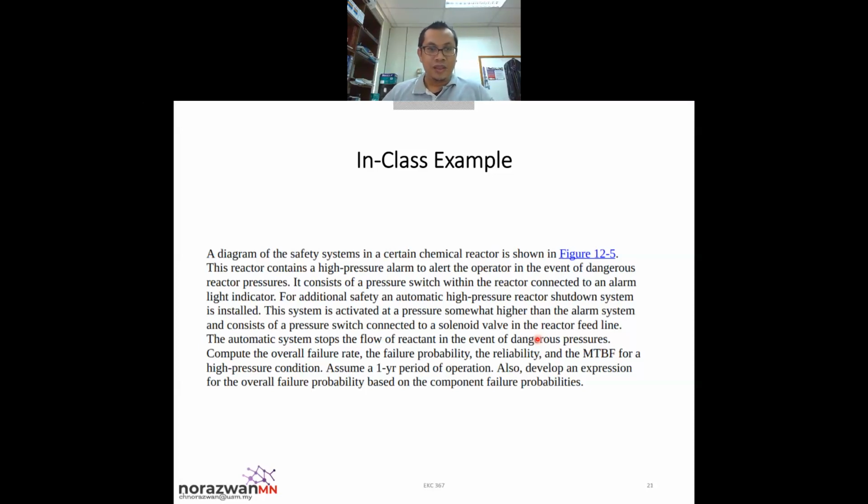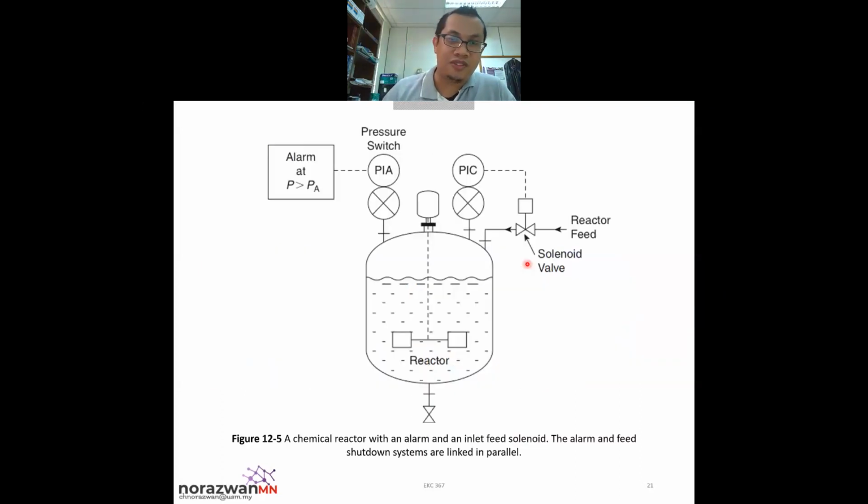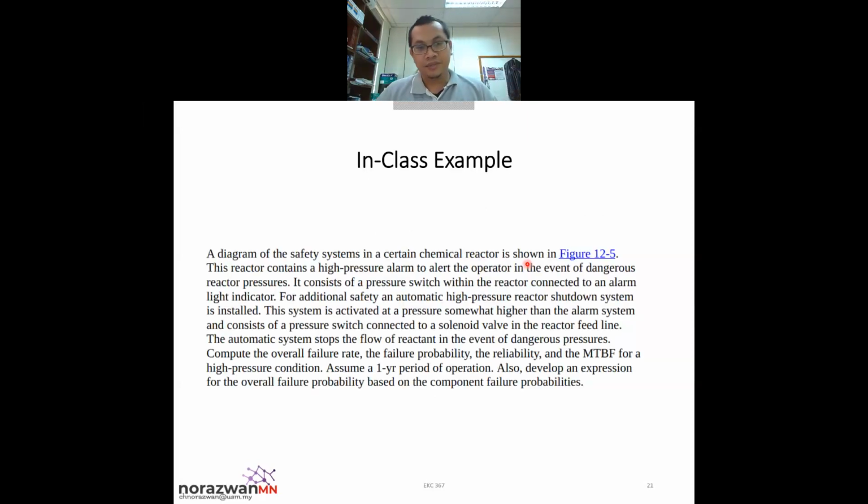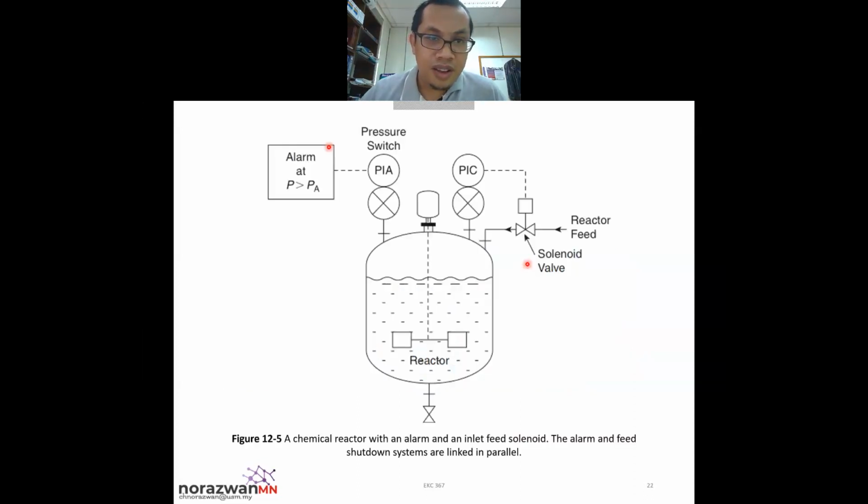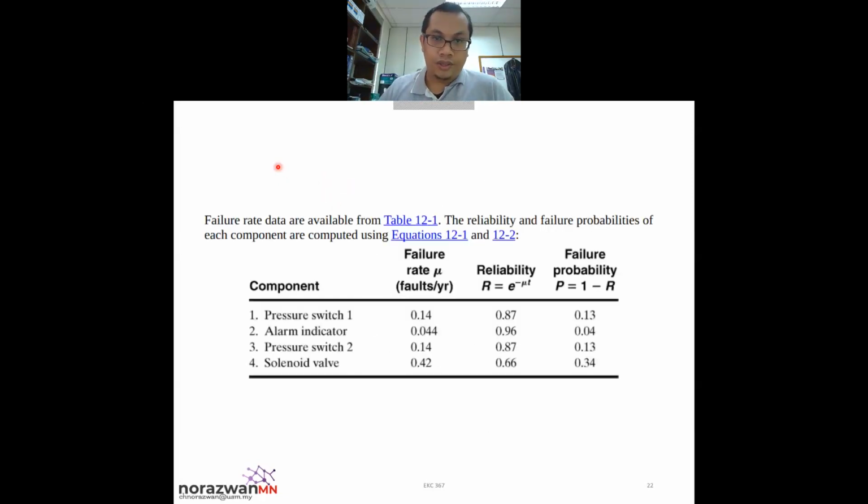All right, this is another example. A diagram of a safety system in a certain chemical reactor is shown in figure 12.5. Later on we will see, just look at the question first. This reactor contains a high pressure alarm to alert the operator in the event of dangerous reactor pressure. Once your operating pressure is more than your alarm pressure, the alarm will go on.